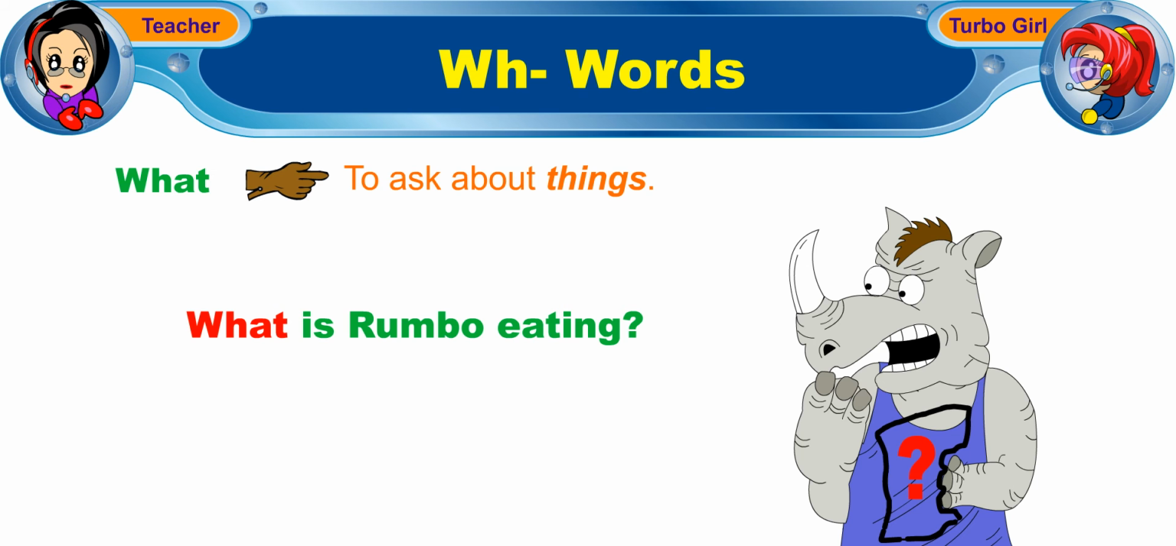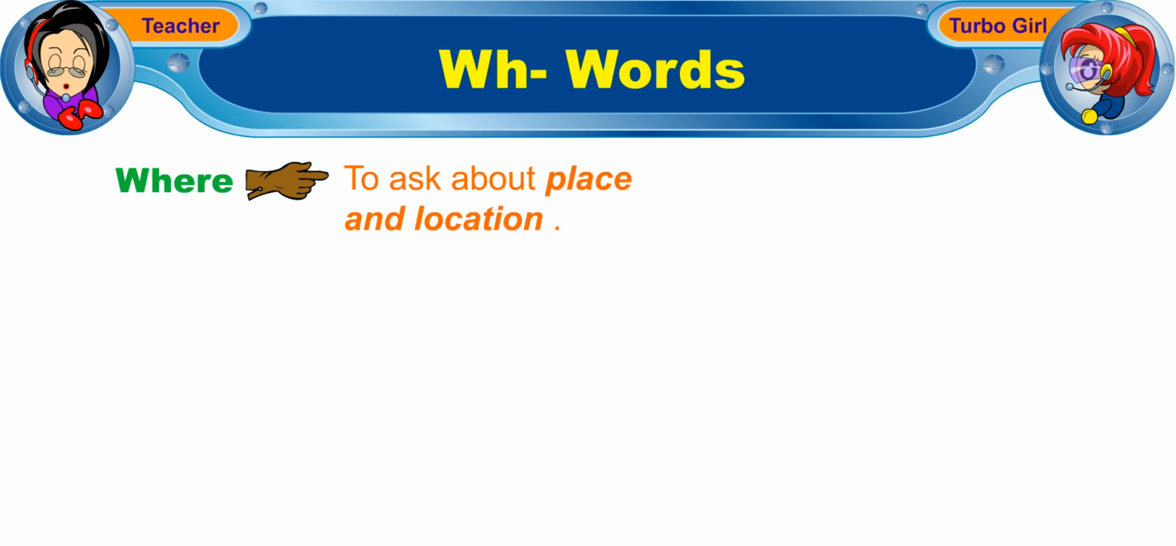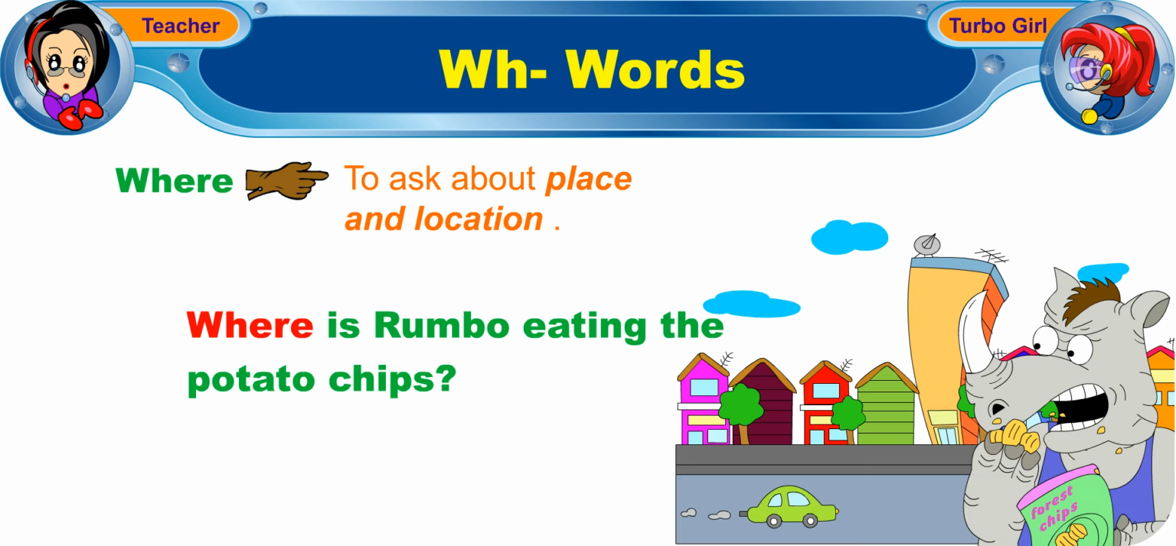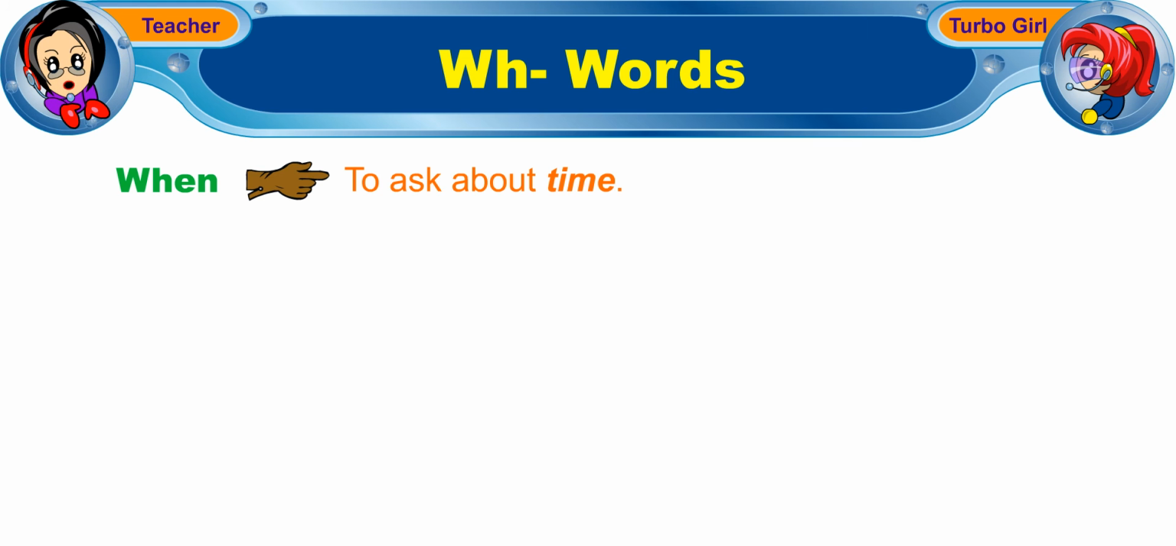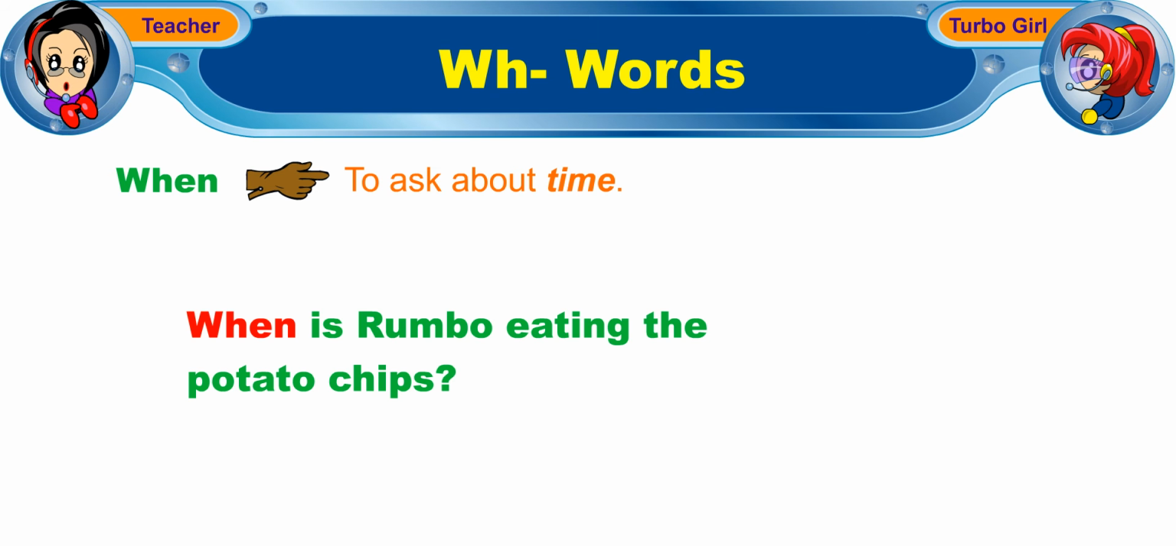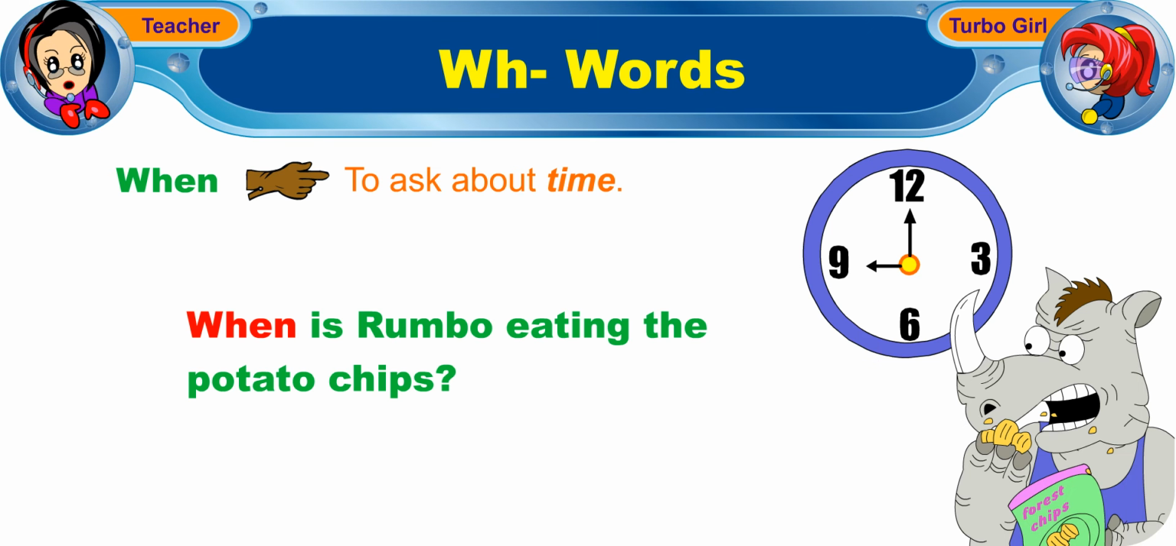We usually use where to ask about place and location. For example, where is Rambo eating the potato chips? The last WH word for today's lesson is when. We usually use when to ask about the time. For example, when is Rambo eating the potato chips?